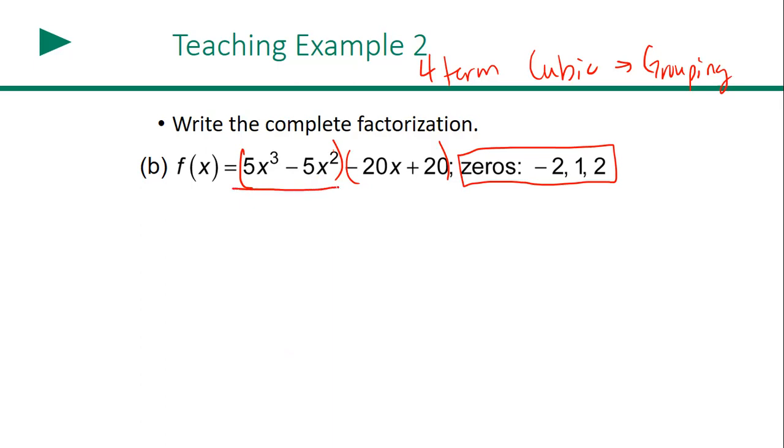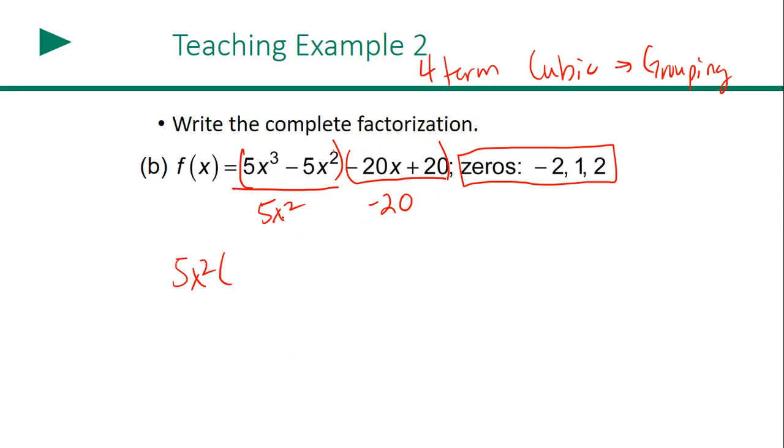So the GCF between 5x cubed and 5x squared is what? 5x squared. Good job. The GCF between -20x and +20 is 20. If your leading term is negative, it's going to be a negative GCF. Okay. So now you're going to factor those out. Factoring out just means you're dividing, right?